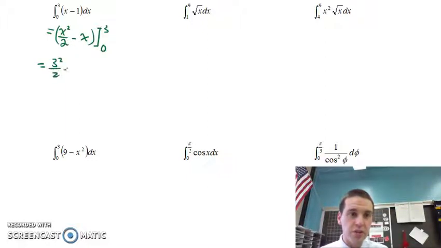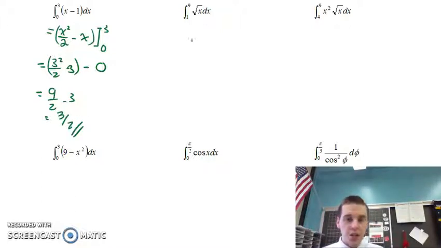3 squared over 2 minus 3. Subtract it from 0. Well, 0 divided by 2 is 0, minus 0 is 0. So we're left with 9 halves minus 3, which is going to give us 3 halves. And we're done. That's it. So you're going to take the integral, evaluate it at the upper bound, and subtract it from the lower bound.